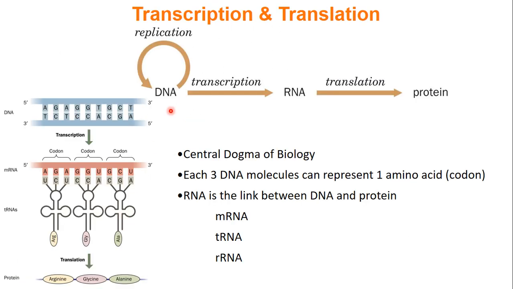Now, how do we get from DNA to proteins? This is called the central dogma of biology. DNA can replicate itself, like we saw in the last slide. DNA can then go through transcription to become RNA. This RNA can be translated to protein. So it goes DNA, transcription, RNA, translation, protein.